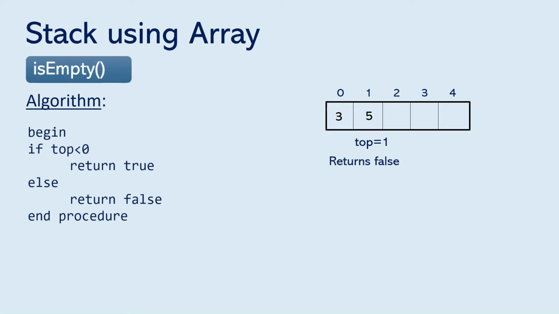Now isEmpty. The algorithm says that if top is less than 0, it will return true, else returns false, end of procedure. Now let's say the top is equal to 0, that means the stack still has one element left. So if top is equal to -1, that means top is less than 0, then it means that the stack is actually empty. Here in this case top is equal to 1, which is not less than 0, so it returns false.